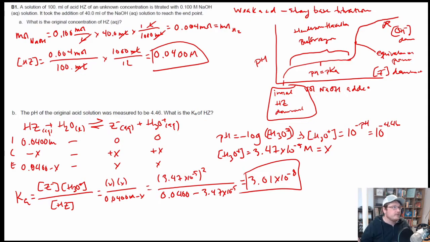Because we know the pH of what we're looking at, we can get the Ka that way, and so we can use all of that information in those scenarios. So that's how you do part B of B1.